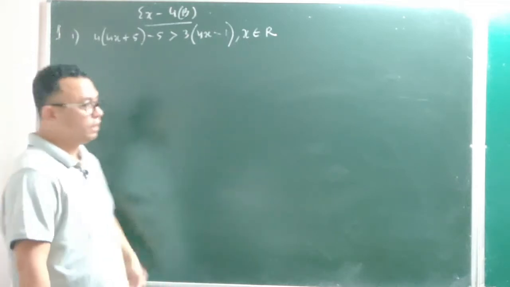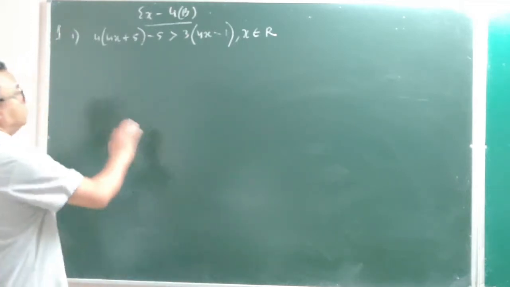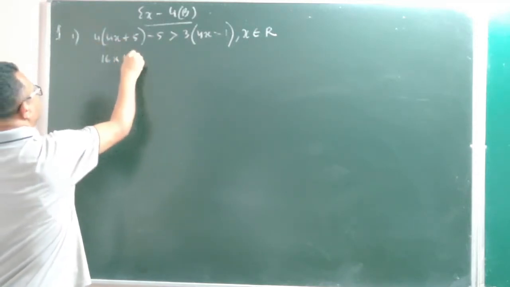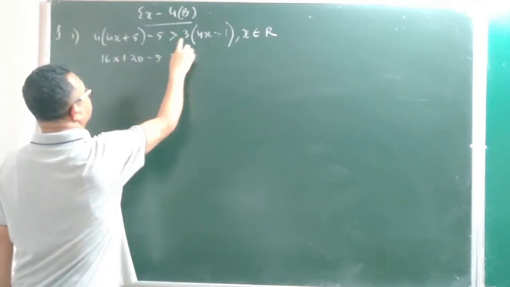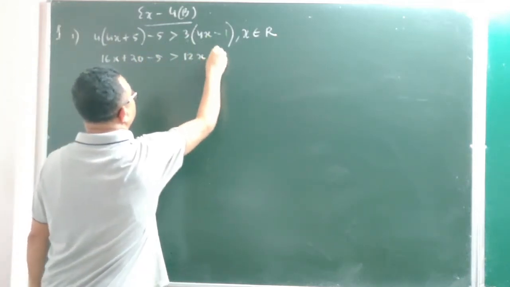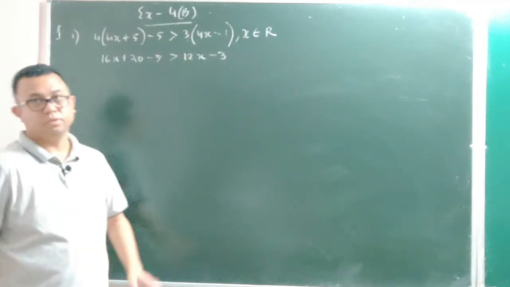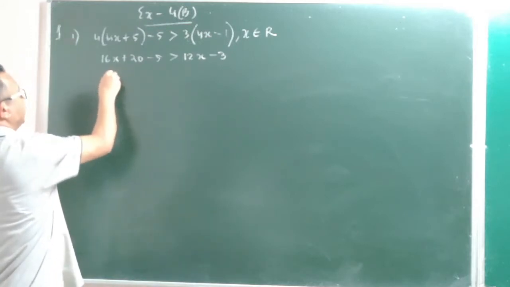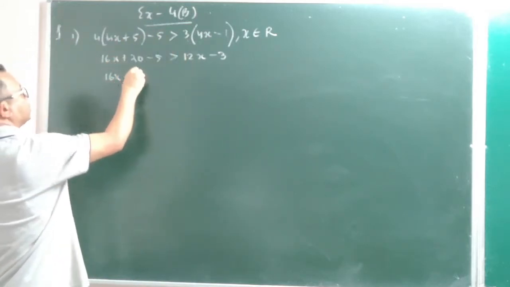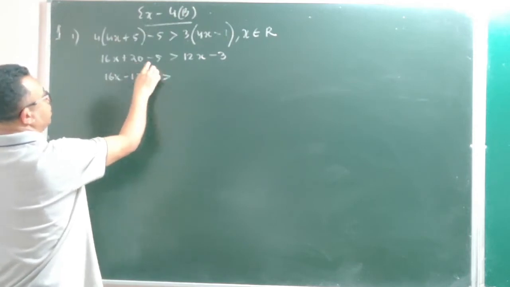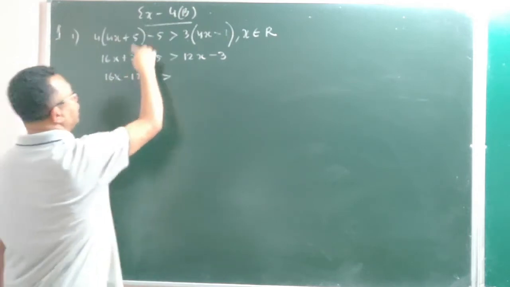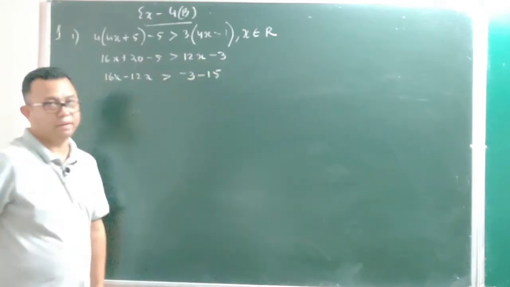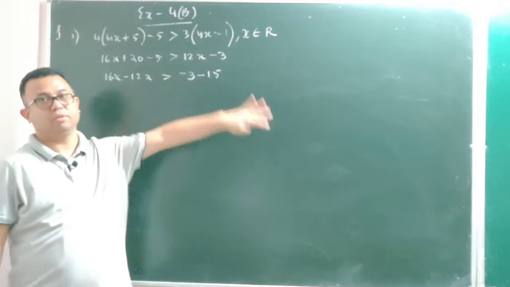First we have to solve, then only we can draw the number line. Let me first open the bracket here. 4 into 4 is 16x, 4 into 5 is 20, then minus 5, greater than 12x, and 3 into minus 1 is minus 3. Now let's take all x on one side. This is 16x, let me bring that 12x also to this side, it will be minus 12x. On the other side, 20 minus 5 is 15, positive 15. As it goes to the right side it becomes negative 15, so minus 3 then minus 15 on that side.